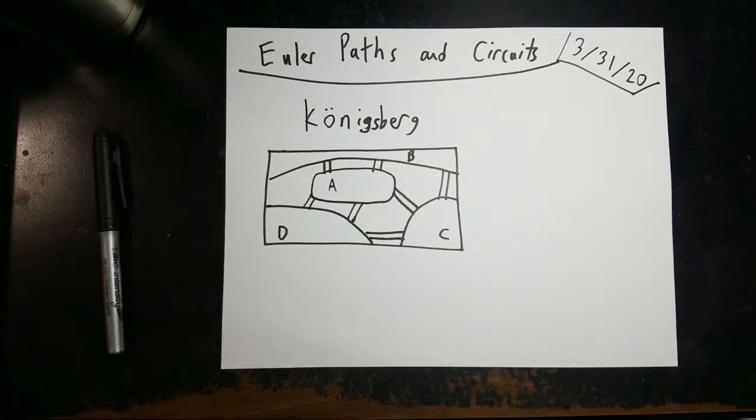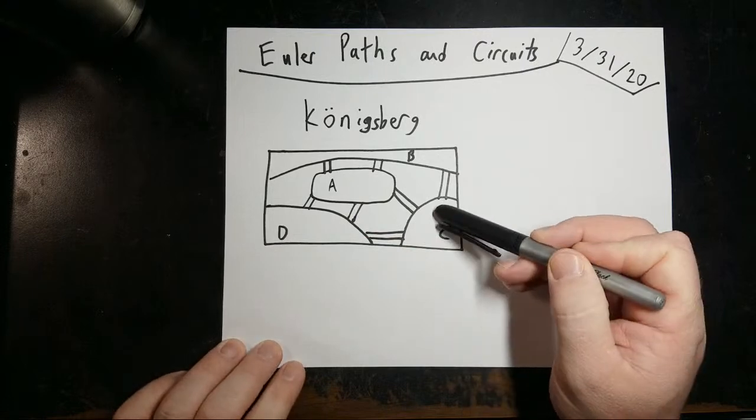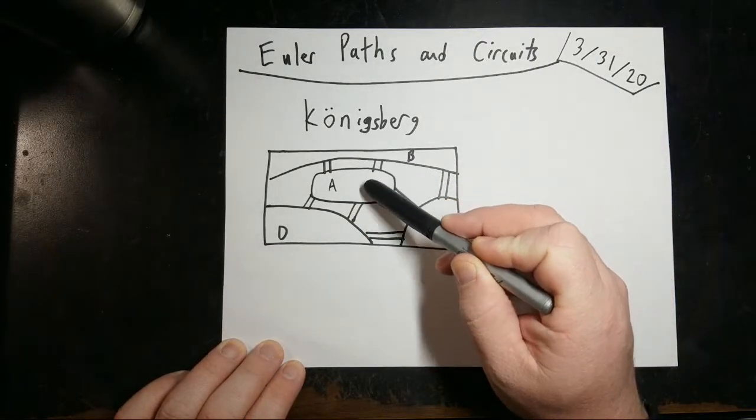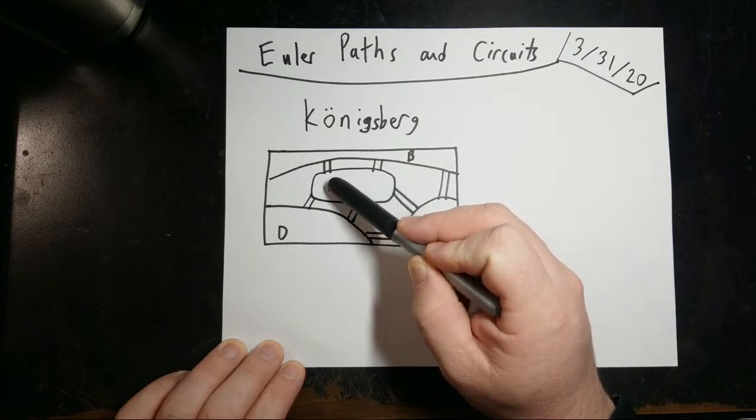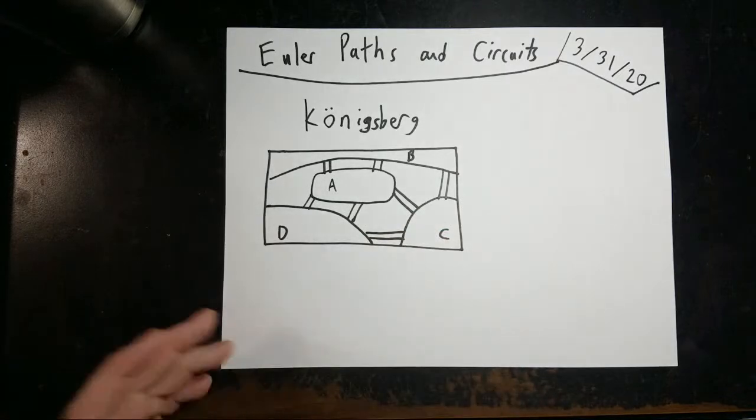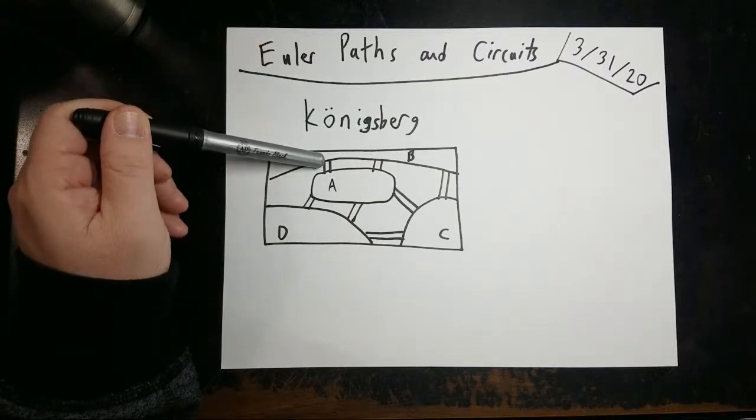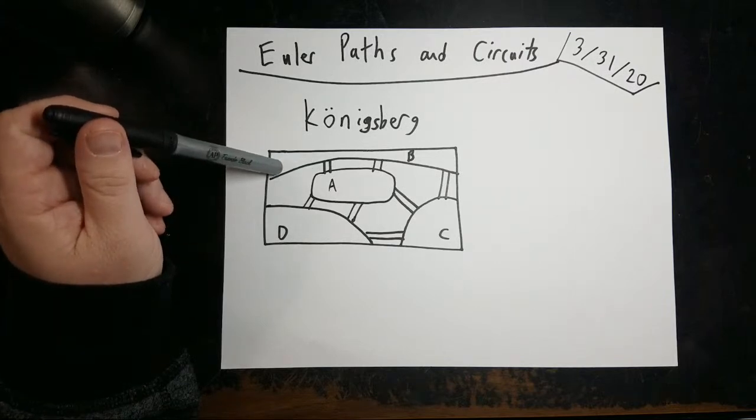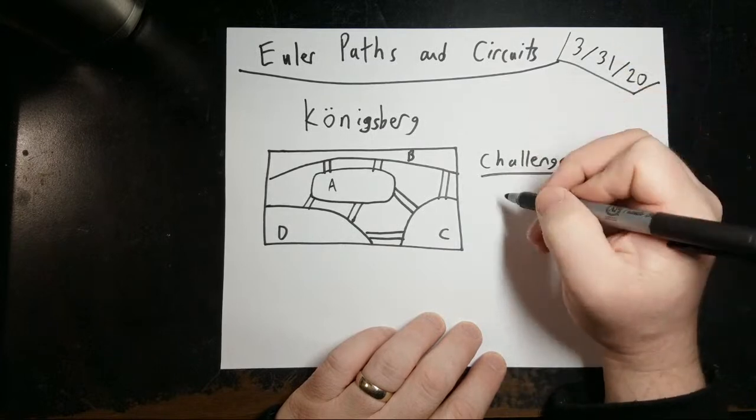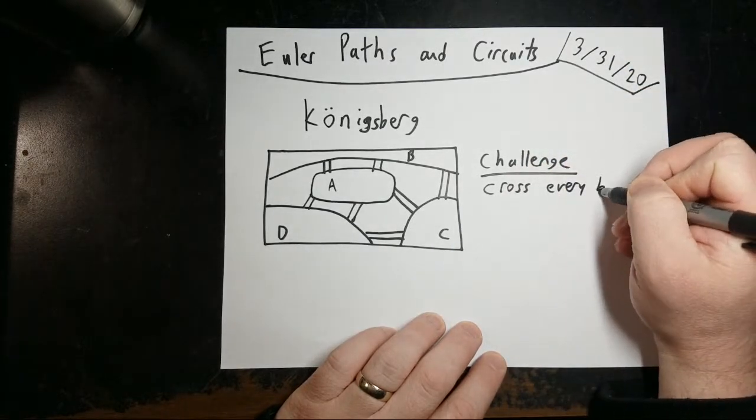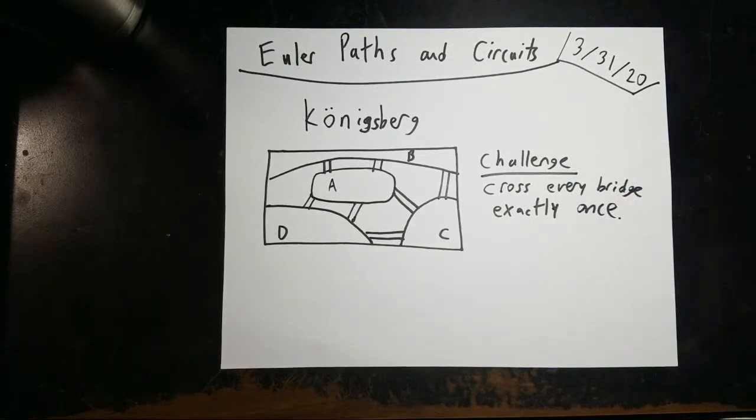Give it a shot. I'll try it a few different ways. Randomly, I'll start in C. If I start in C, I can go here, and then here, and then here, and then here, and then here. Oh, and there's my dilemma. I can't get back. Okay, let's try it somewhere else. Let's try it in B. We'll start in B. And again, it doesn't matter where you end up. The general idea is, can you cross every bridge exactly once? In fact, let me just write this off to the side. Here's the challenge: cross every bridge exactly once. It doesn't matter where you start, doesn't matter where you end.